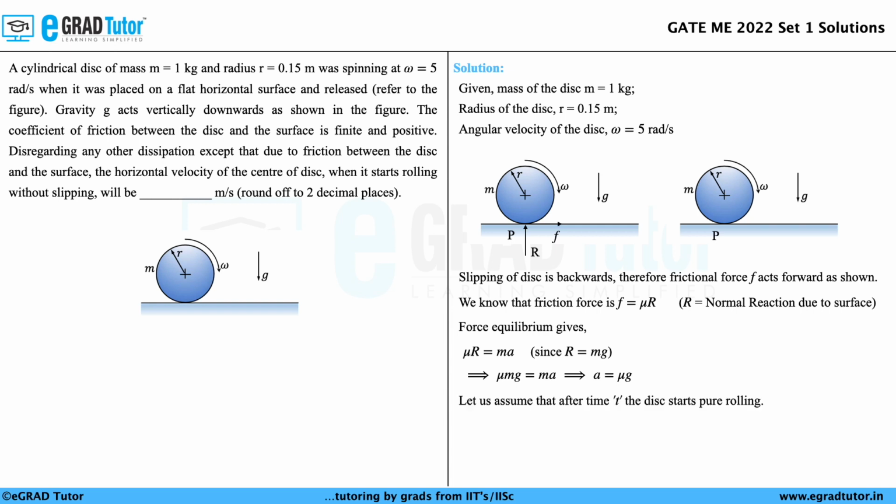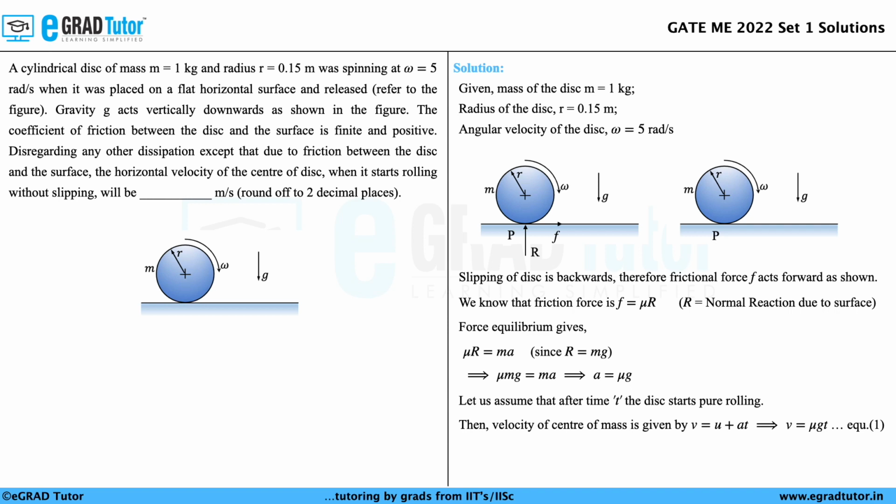Let us assume that after a time interval of t, the disk starts pure rolling. Thus, the velocity of the center of mass is given as v is equal to u plus at. Since the disk was initially at rest, u will be equal to 0. So from this equation, we get v is equal to a into t, and a was obtained as mu into g. Then the velocity of the center of mass after time interval t will be v is equal to mu into g into t. Let us consider this as equation number 1.